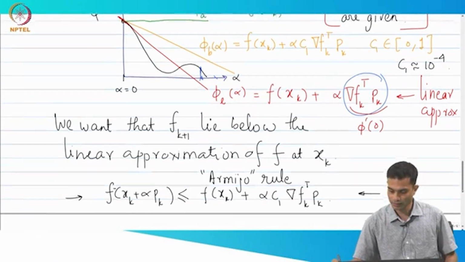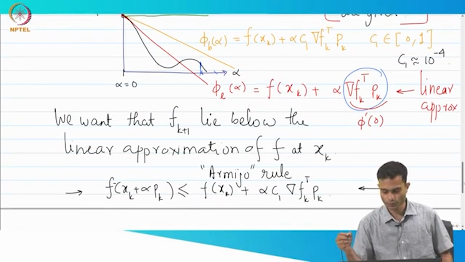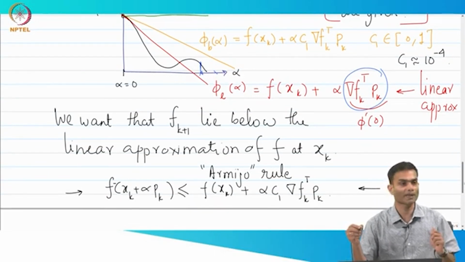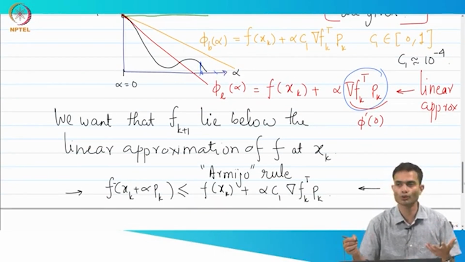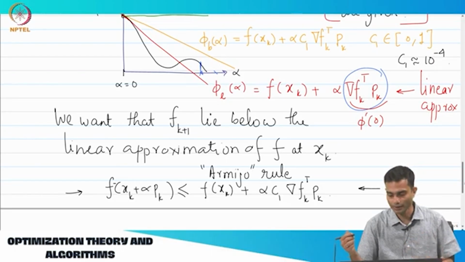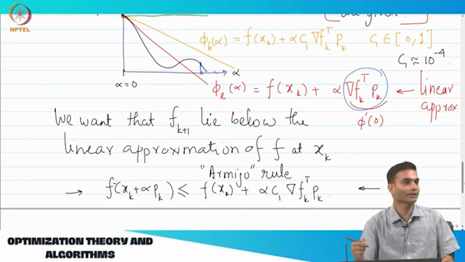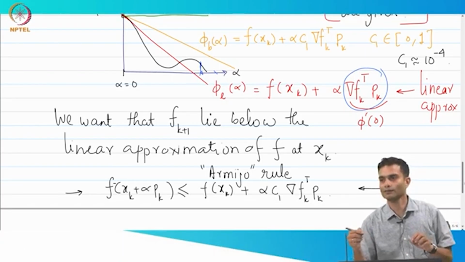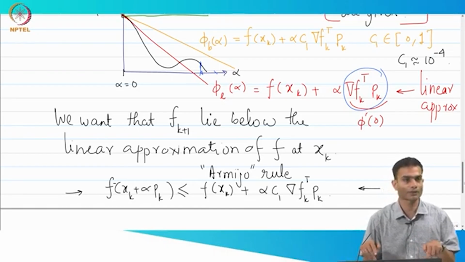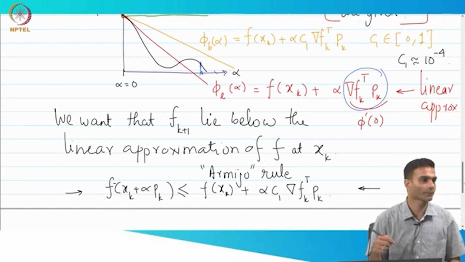Now towards the end of this module we will talk about how do we pick alpha. So far I have not told you how we pick alpha, we will come to that in the end. But this rule gives us a good way to check whether or not I should accept this value of alpha. If this inequality holds, I say okay, this alpha is good enough for me.